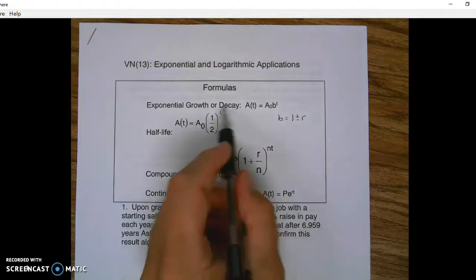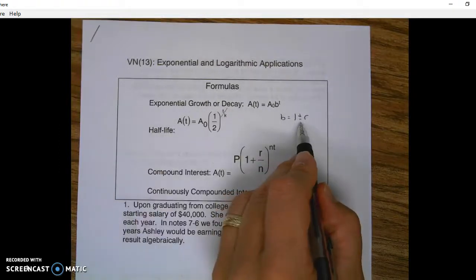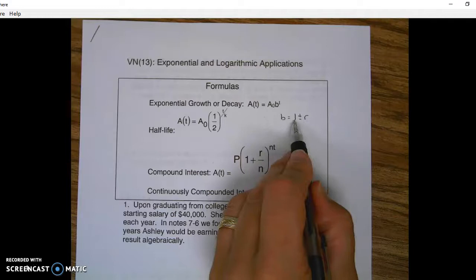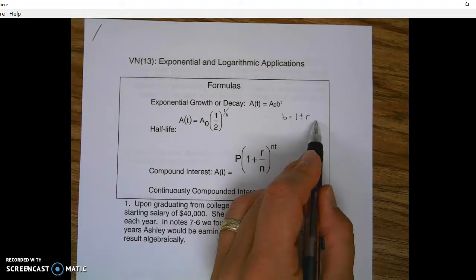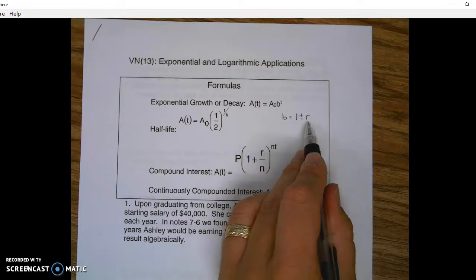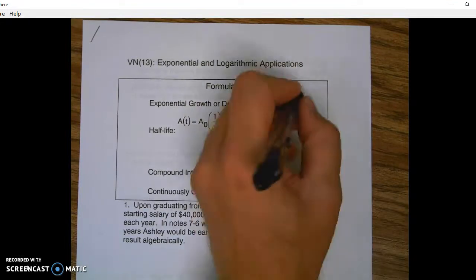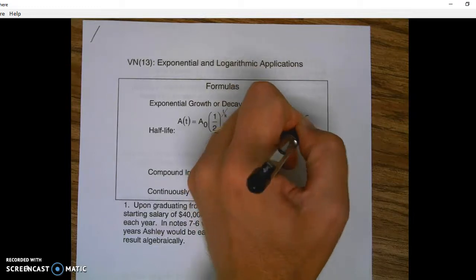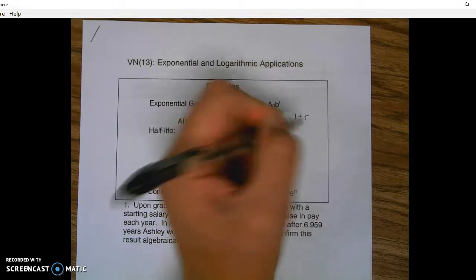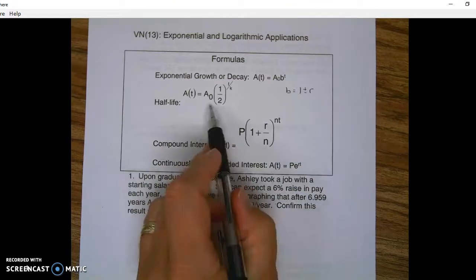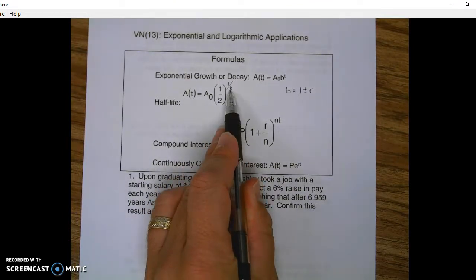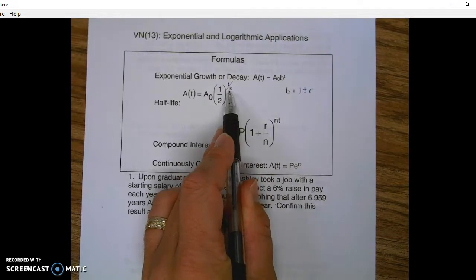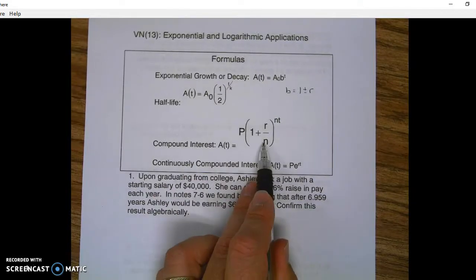And if it's a growth, you're going to add the rate to 1, and if it's a decay, you're going to subtract the rate from 1. The other thing to remember is that all rates need to be in decimal form. Okay? Here we have our half-life formula, where K represents how long it takes for the substance to be cut in half. And then here's our compound interest.